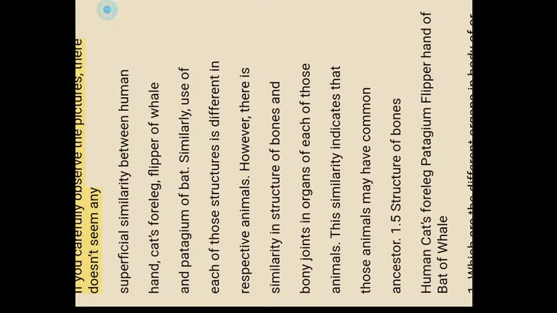If you carefully observe the pictures, there doesn't seem to be any superficial similarity between the human hand, cat's foreleg, flipper of whale, and patagium of bat. Similarly, the use of each of those structures is different in the respective animals. However, there is similarity in the structure of bones in bony joints and organs of each of those animals. This similarity indicates that those animals may have a common ancestor. 1.5 Structure of bones. Human hand, cat's foreleg, patagium of bat, flipper of whale.